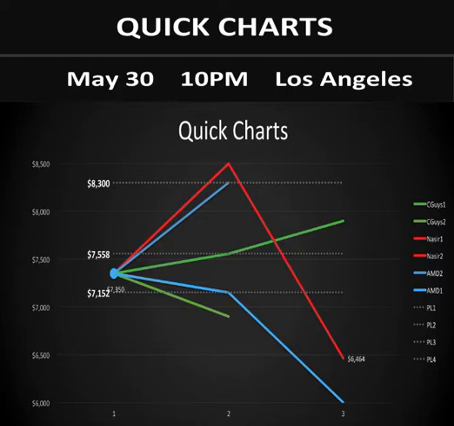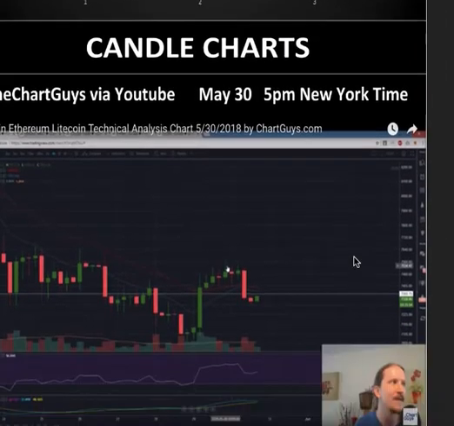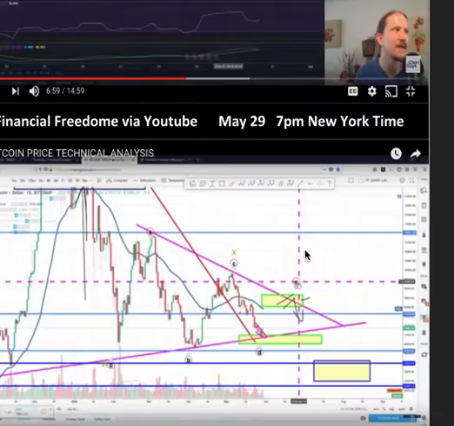If you're not familiar with quick charts, what we do is we find the top analysts and we do the research and we put their forecasts all in one page to save you time and research, because we understand it takes a lot of time to research. So we have it all in one page. We have the first part, which is the quick charts, and we have the second part, which is the candle charts, which gives you their actual charts from the analysts themselves.